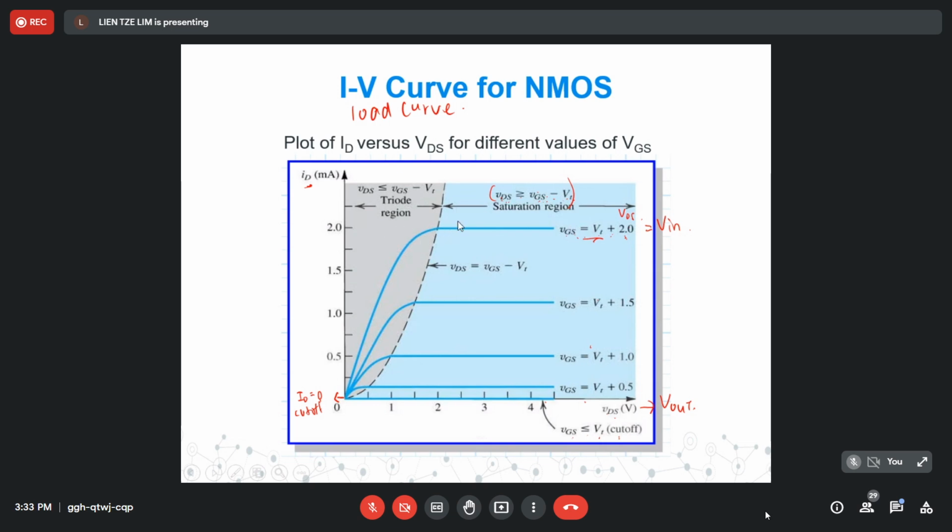And then the region here, you see that the line is constant. At different input voltage, the line is constant, so it means that there is no increased current. The current is saturated because current cannot go higher, so it stays constant. We call this region the saturation region. This is how you should understand the load curve.